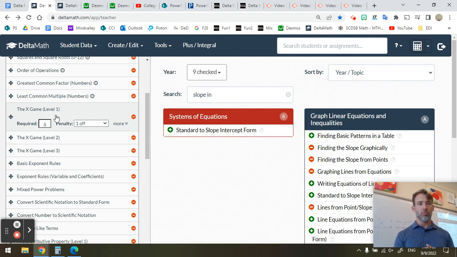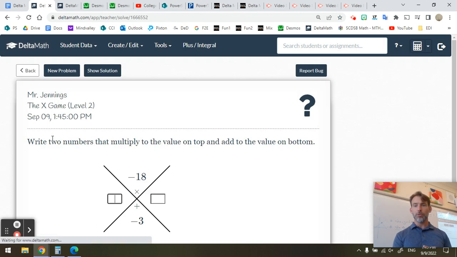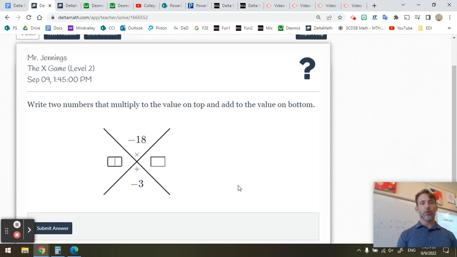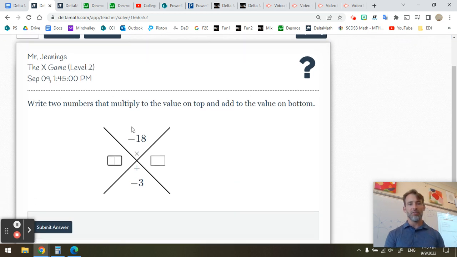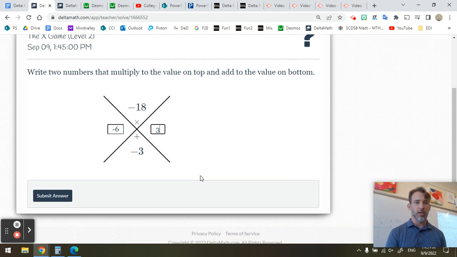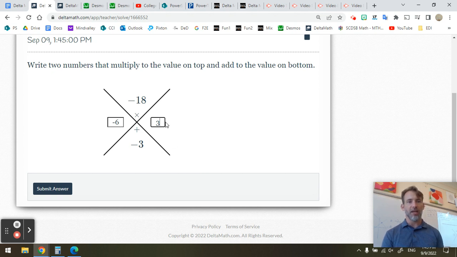Okay. Let's take a look at some more challenging ones. Level 2 is going to introduce some negatives. So here I want numbers that multiply to negative 18 and add to negative 3. In this case, it's negative 6 and 3. And a lot of practice with these will show them to you immediately.